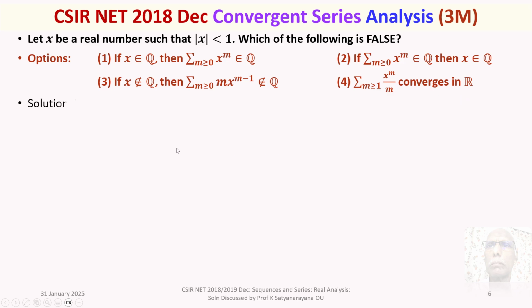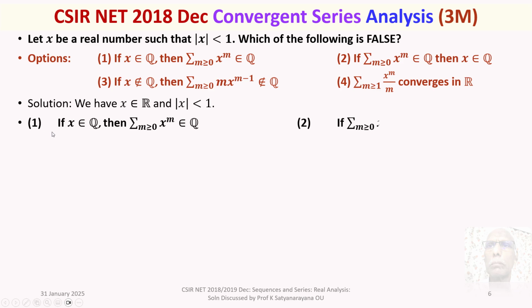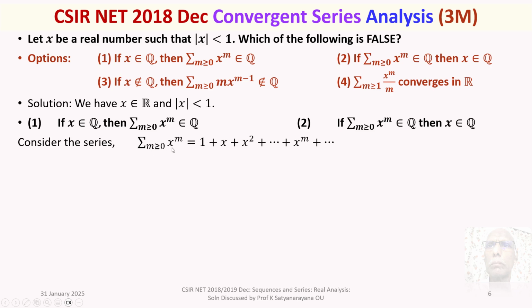Let's now discuss the solution of the problem in detail. We have x, a real number, and it is given mod x less than 1. Let us take option 1 and option 2 simultaneously. Now, consider the series sigma m greater than or equal to 0 of x to the power of m, expanded.